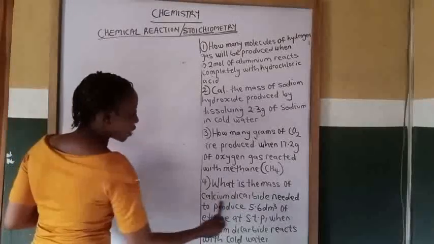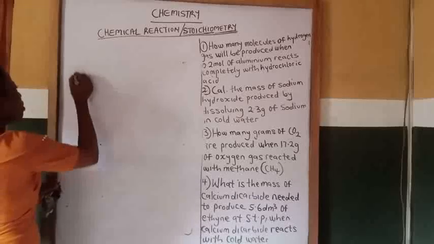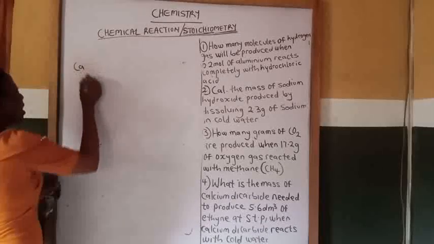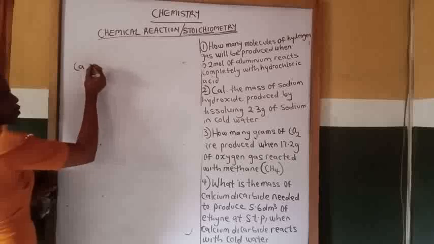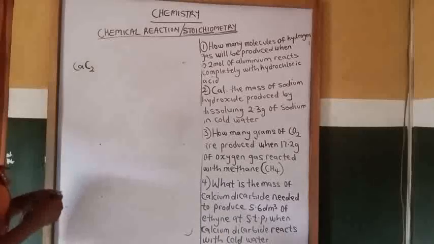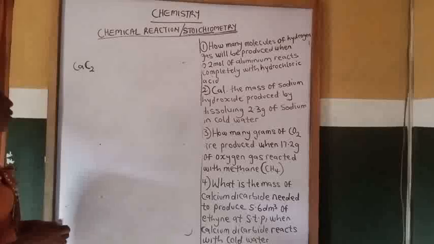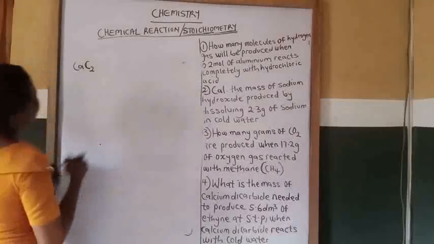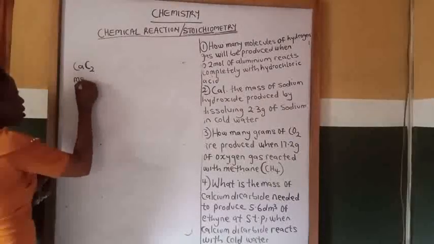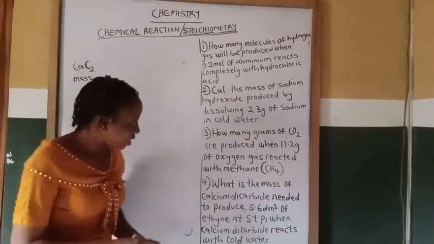What is the mass of calcium dicarbide? Mass of calcium. What is calcium? Then dicarbide. Dicarbide is from carbon. So di means two. That's two what? Two atoms of carbon. Calcium, then dicarbide. Carbide is carbon. So mass of calcium dicarbide. So we need mass of calcium dicarbide, CaC2, needed.